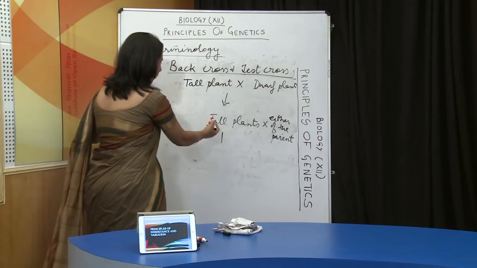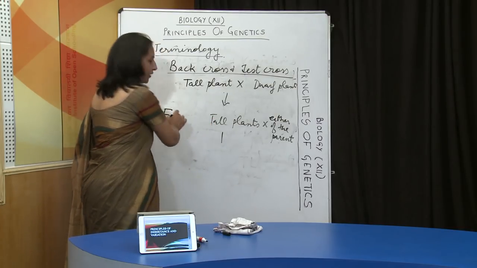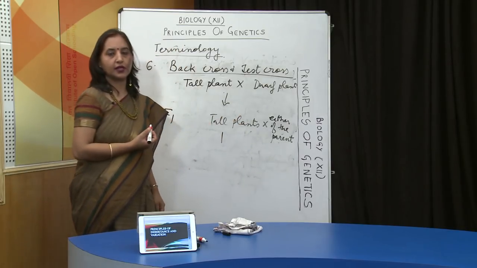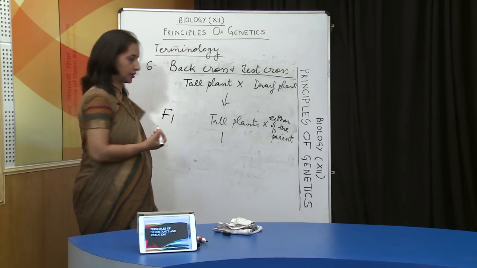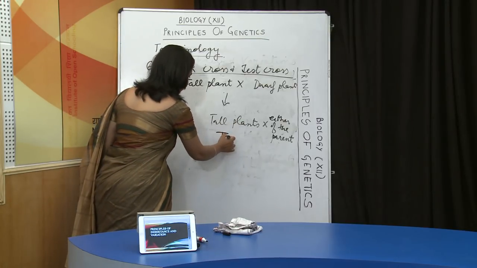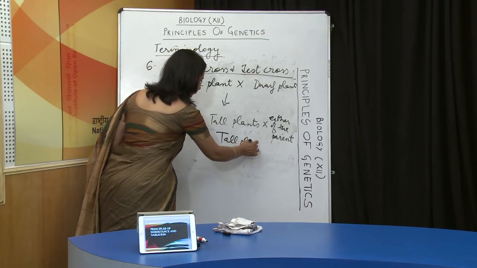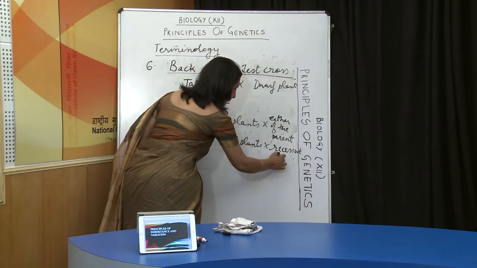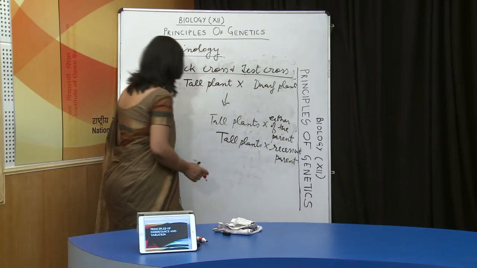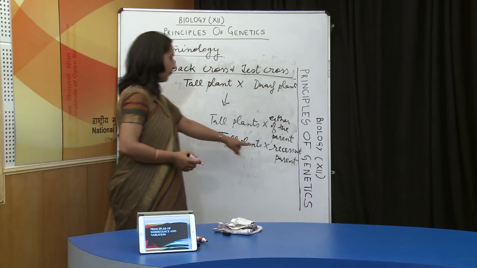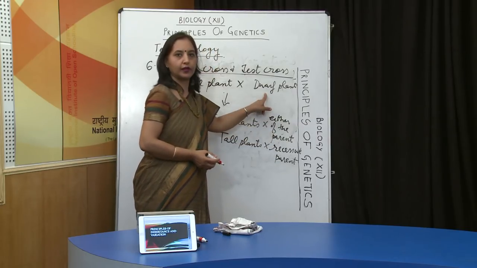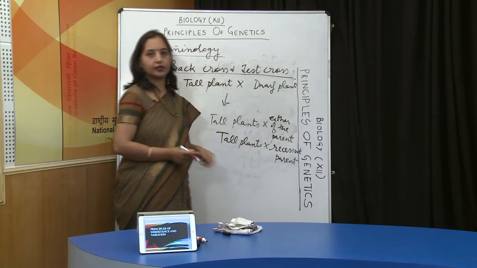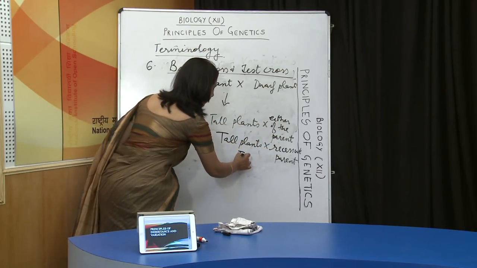Test cross. When the first generation, this F1 is the first generation, is crossed only with the recessive parent, that's called the test cross. You can see it here. This is the first generation, and we have back crossed it with the recessive parent. Recessive parent is the one, this is the dwarf plant, and when we cross it with the recessive parent, this is called test cross.